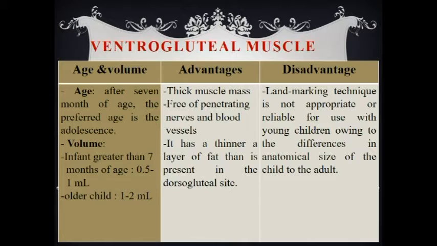Advantages: thick muscle mass, free of penetrating nerves and blood vessels. It has a thinner layer of fat than is present in the dorsogluteal site. The disadvantage: landmarking technique is not appropriate or reliable for use with young children, owing to the differences in the anatomical size of the child compared to the adult.